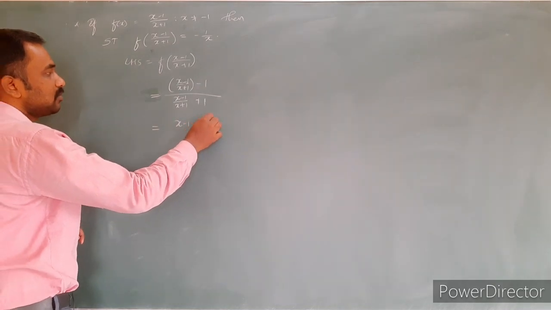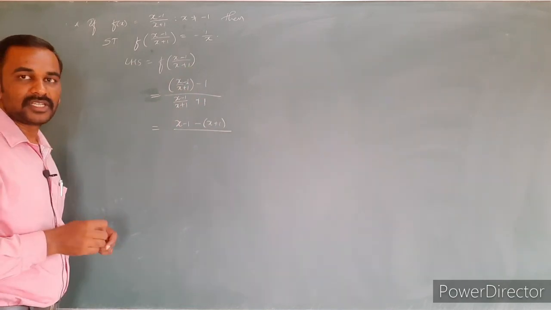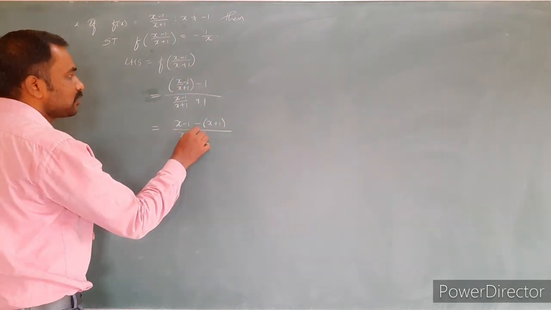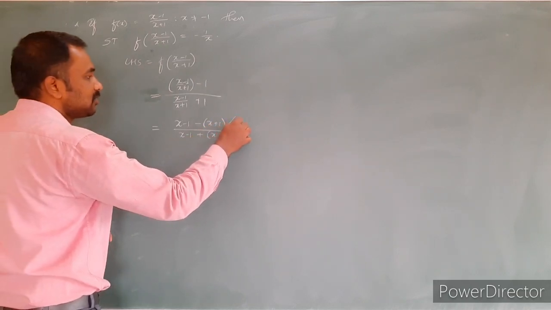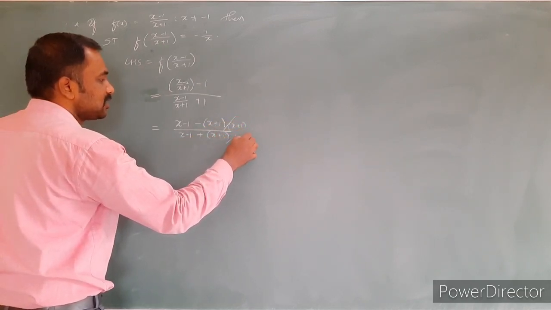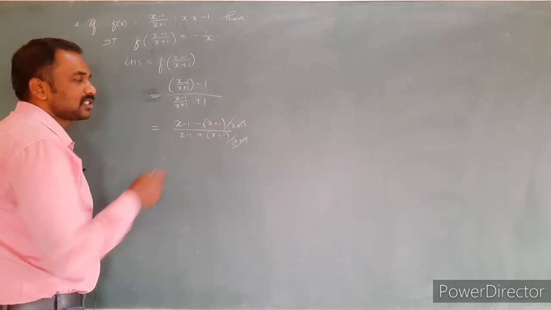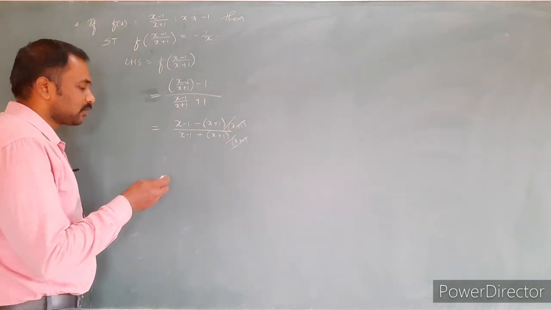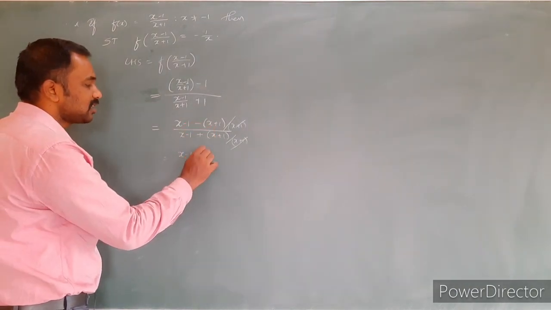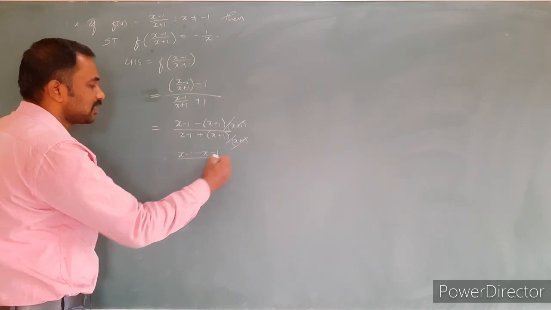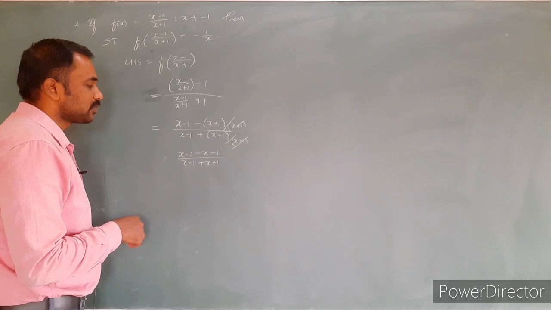Numerator: x minus 1 minus (x plus 1), the LCM term x plus 1 gets cancelled. Denominator: x minus 1 plus (x plus 1). Here the LCM term x plus 1, here also the LCM term x plus 1 gets cancelled. Okay, if you need you can just mention it or directly write it, nothing to worry. Now simplify. x minus 1 minus (x plus 1) over x minus 1 plus (x plus 1).